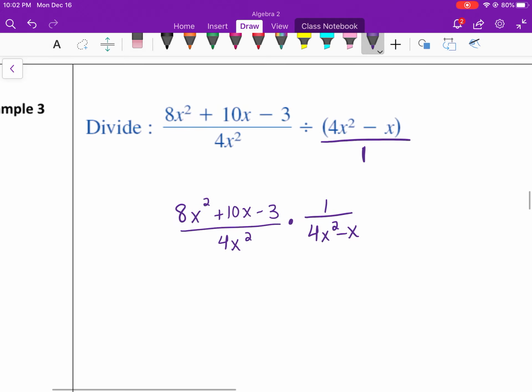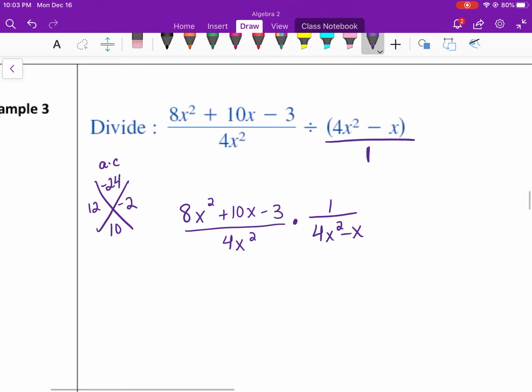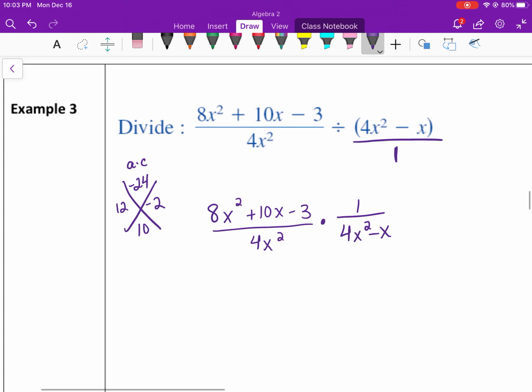So 8x squared plus 10x minus 3, I have to see if it factors. So a times c is -24, and it has to add up to 10. So 12 and -2. It's not just x squared though, so you do have to either reverse distribute or use the box to help you figure out the factors. So you have the 8x squared, and then your diagonals, you have the 12x and the negative 2x. That gives you the 10x in the middle and the negative 3 at the end.